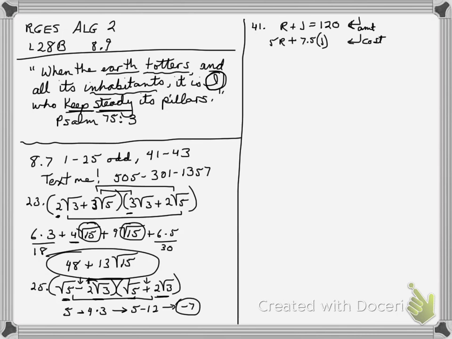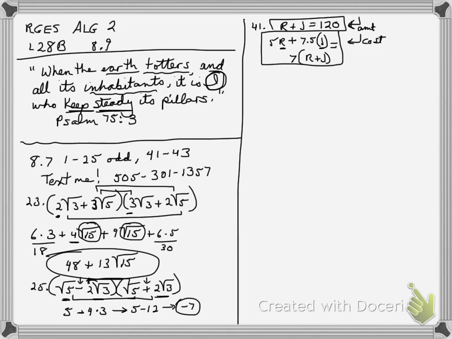And altogether, the cost will be $7 a pound. Now that's a little tricky. Why is that tricky? Well, it's going to equal 7 times the amount of both, right? So we need to write in there R plus J. Okay, so here's my first equation, and here's my second equation.